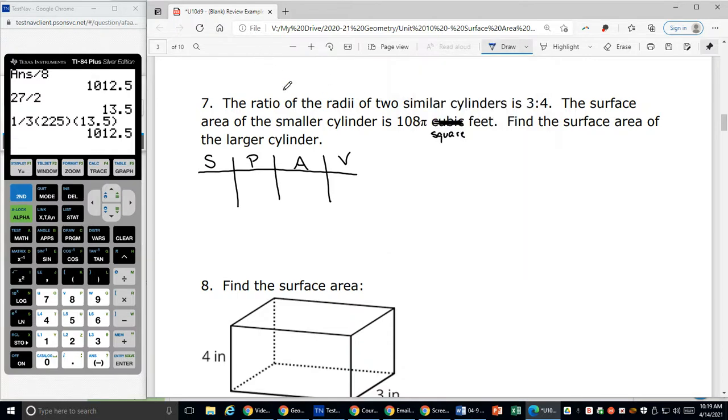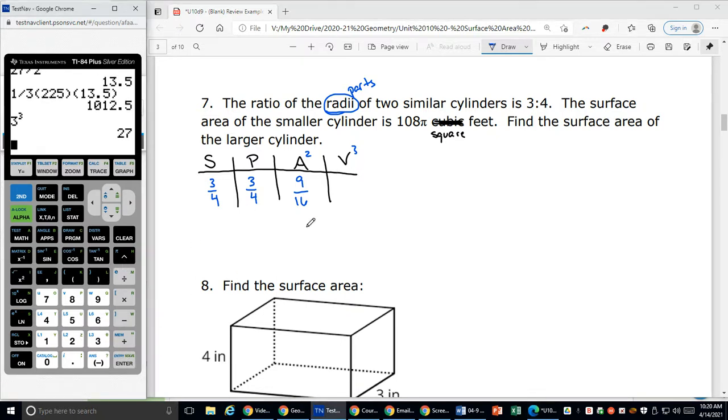All right, so as we go through this, the ratio of the radii. Radii are parts of the figure. It's not an area, it's not a volume, it's a part. So that means it's going to go under P for part, 3 to 4. Which means my scale factor is also 3 to 4. My areas are squared, so 3 squared and 4 squared. And then my volume is cubed, so that's going to be 3 to the third and 4 to the third.